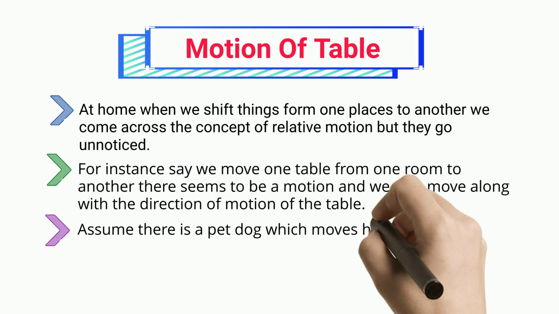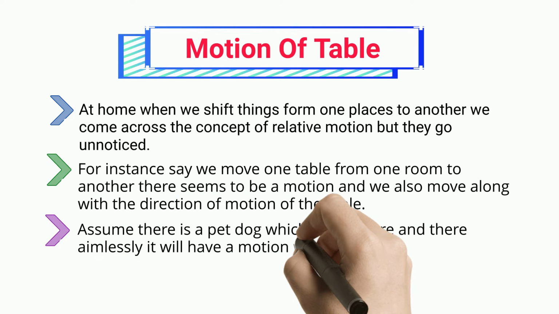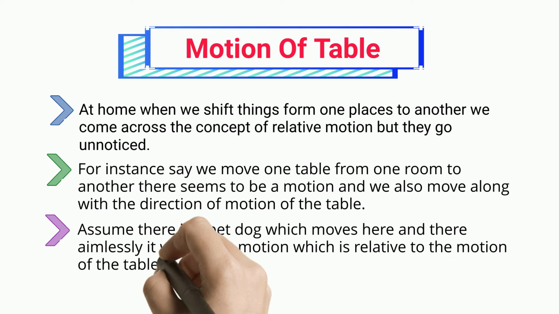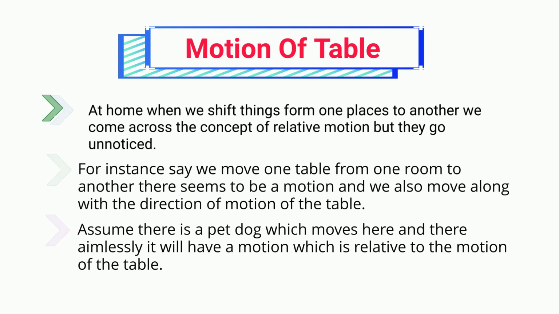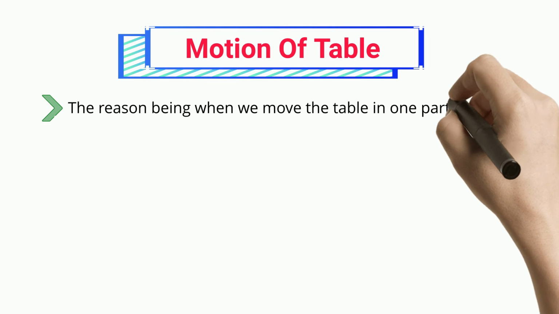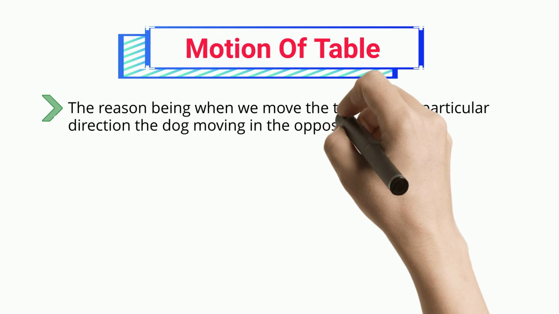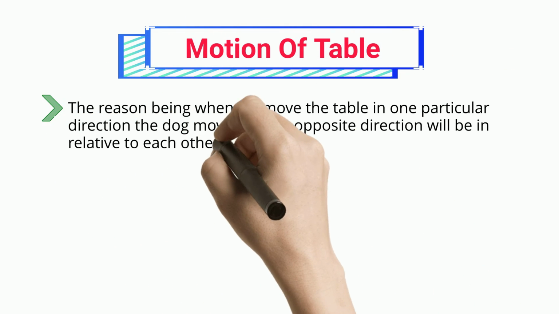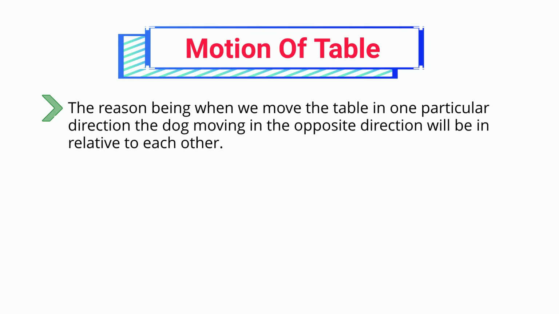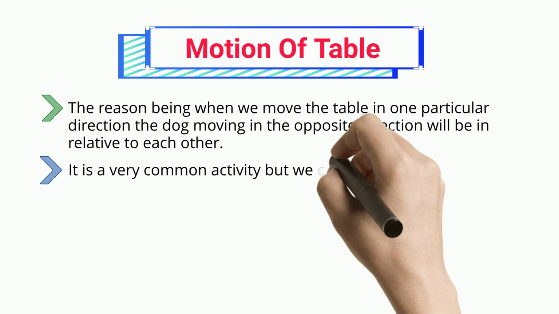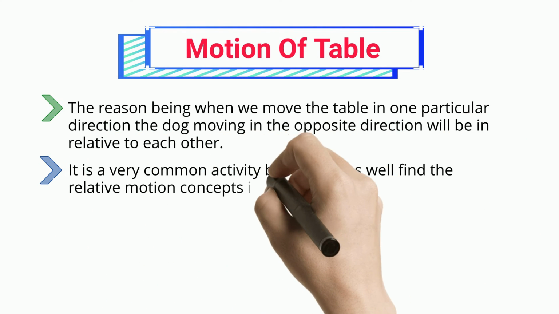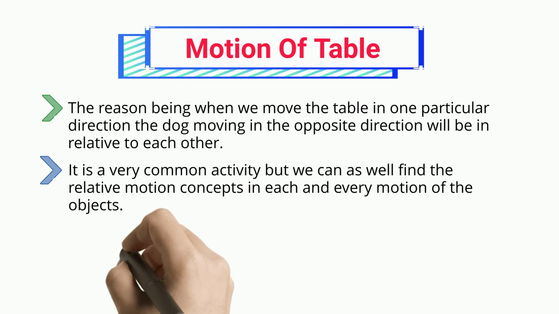Assume there is a pet dog which moves here and there aimlessly, it will have a motion which is relative to the motion of the table. The reason being, when we move the table in one particular direction, the dog moving in the opposite direction will be relative to each other. It is a very common activity, but we can as well find the relative motion concepts in each and every motion of the objects.